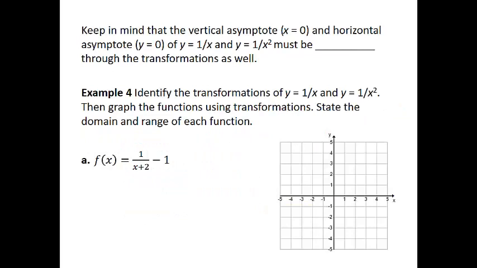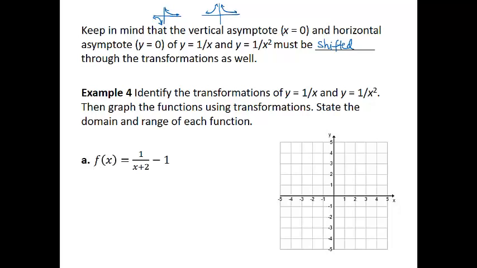Really important to remember is that the vertical asymptote, which was the vertical line x equals 0, and the horizontal asymptote, which was the horizontal line y equals 0, of those basic rational functions 1 divided by x and 1 divided by x squared, must be shifted or moved through those transformations as well. So keep in mind our 1 divided by x had a vertical and horizontal asymptote, and 1 divided by x squared was an even function that did the same on the left and right side of that vertical asymptote.